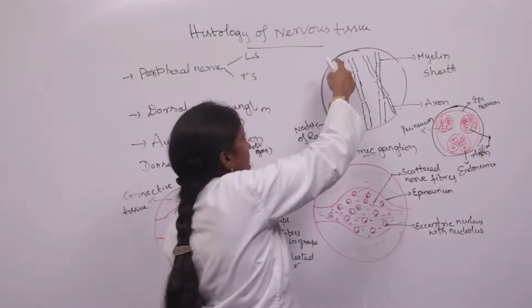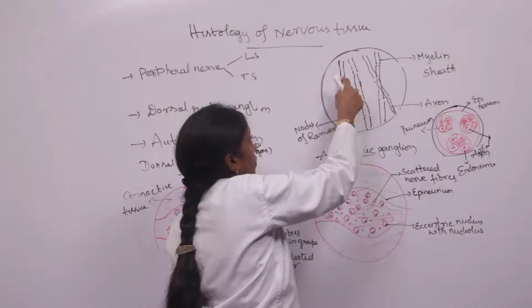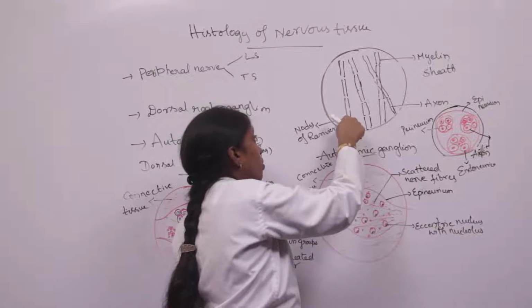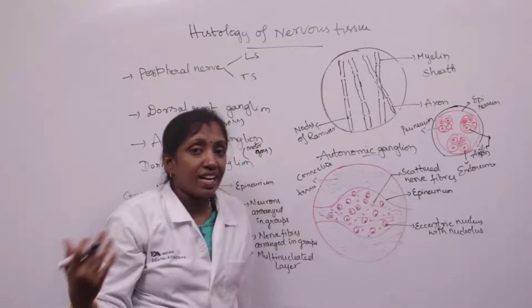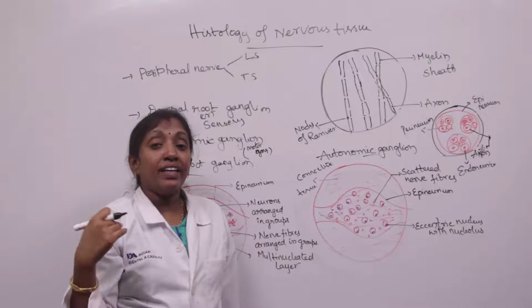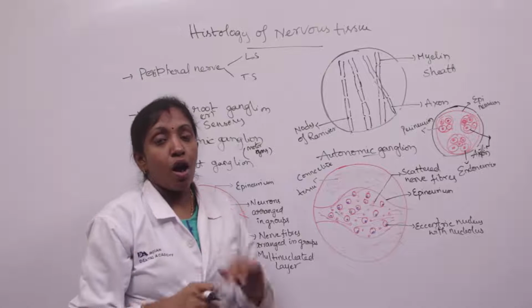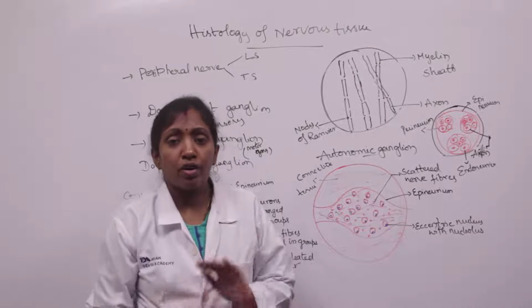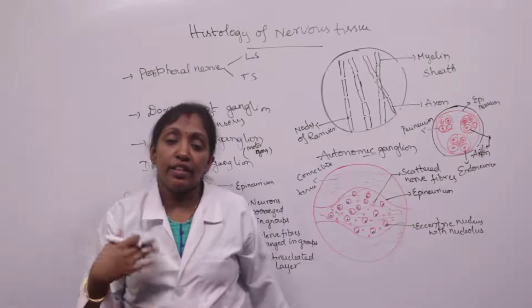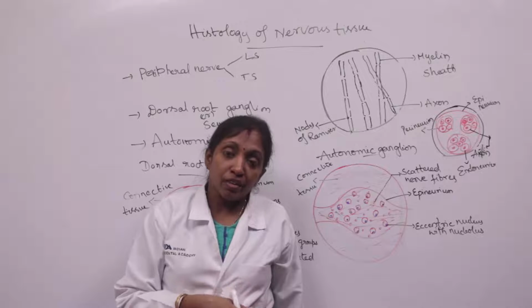So the impulse jumps from one node of Ranvier to another node of Ranvier, and so on. So the impulse goes faster. That is why the impulse is faster in the myelinated nerve sheath, because the impulse jumps from one node of Ranvier to the next. Nodes of Ranvier are nothing but the levels at which the myelin sheath is interrupted.